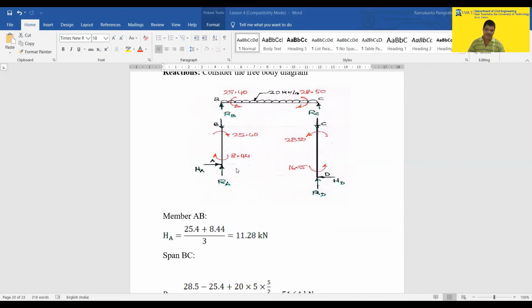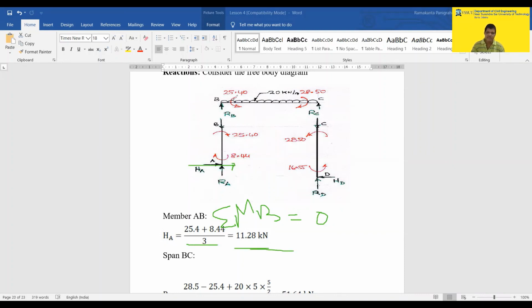But to find HA, take moment at B equal to 0. So here we have taken sigma MB equal to 0. Already I have explained how to calculate it 2-3 times, so I don't want to go again and again on these parts. So HA into this distance 3 is equal to this, both are anti-clockwise, so it will get 11.28 and the direction will be like this, positive.